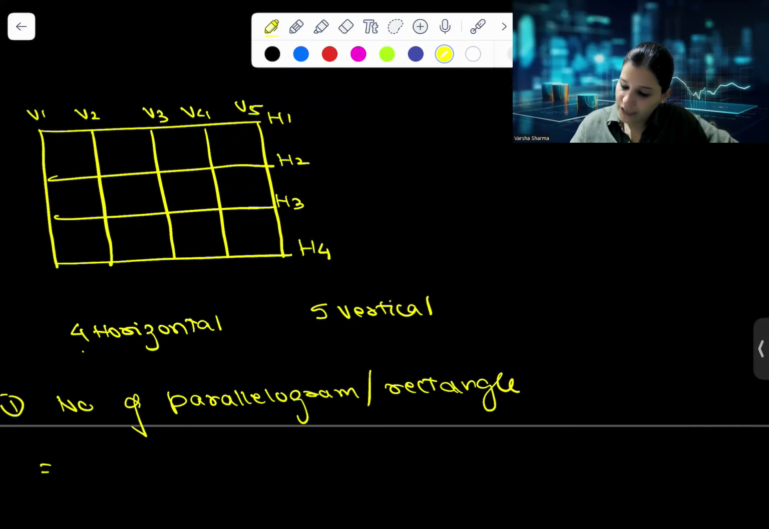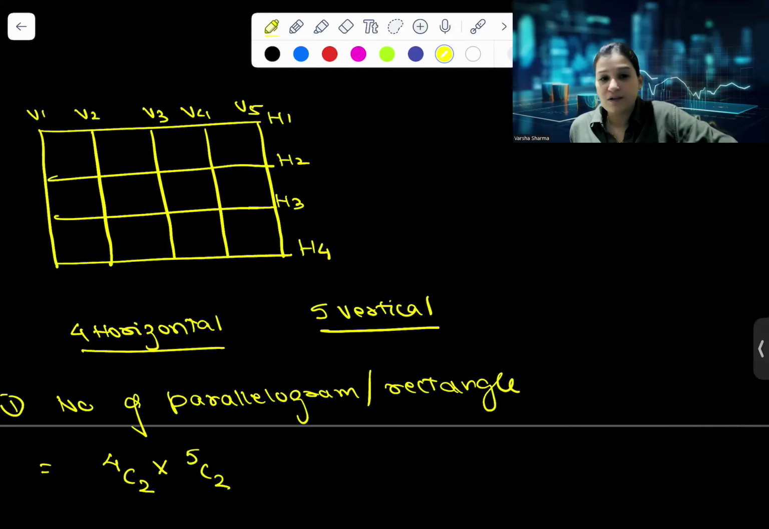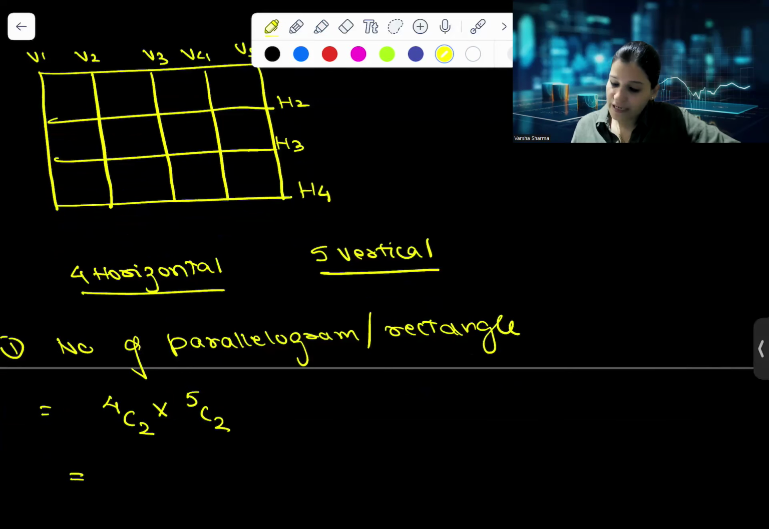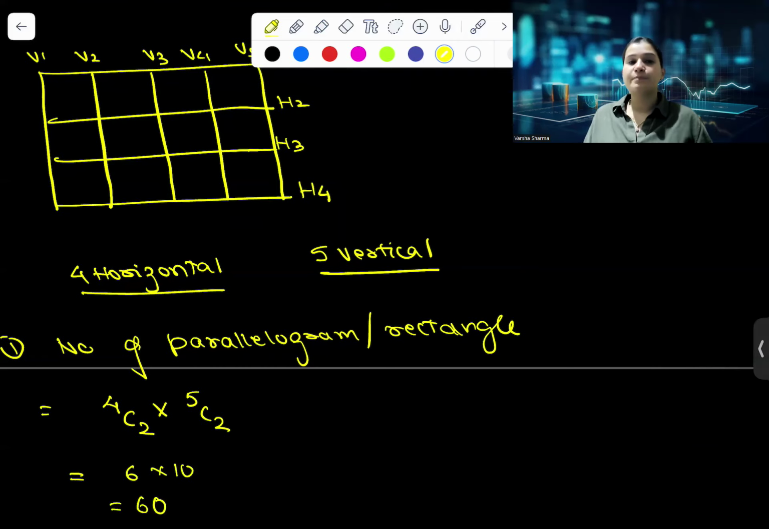So out of 4 horizontal lines, I need to select 2. Out of 4, choose 2. And out of 5 vertical lines also, choose 2. And I want both of them to form a parallelogram or a rectangle. So 4C2 multiplied by 5C2, horizontal C2 multiplied by vertical C2. So 6 into 10, there will be 60 rectangles or 60 parallelograms here.